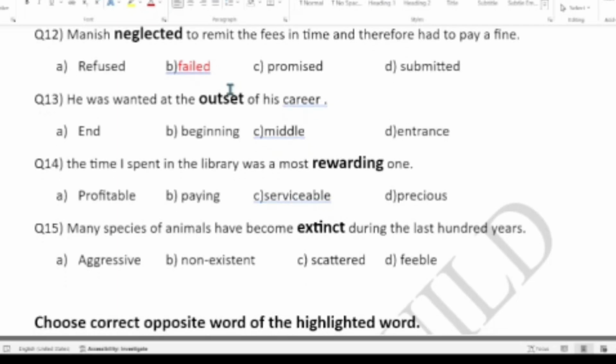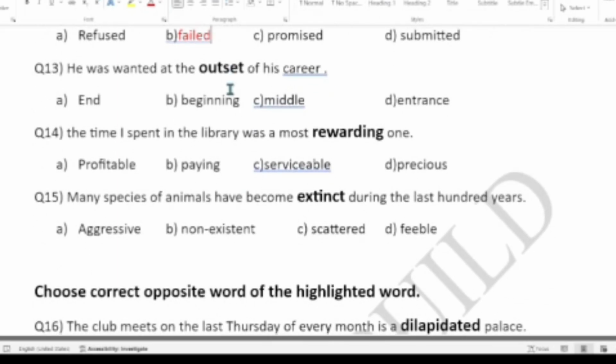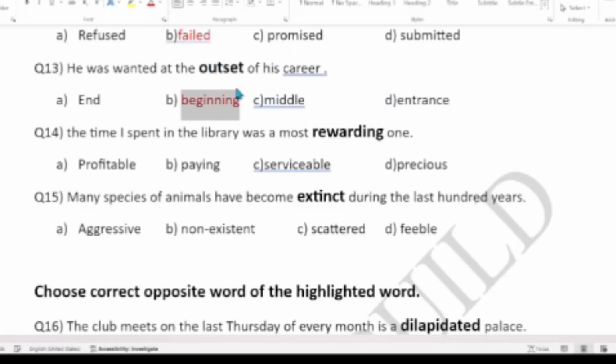Question number 13. He was wanted at the outset of his career. Outset. If we talk about anyone's career, end or middle or entrance are not suitable. So the correct answer of this question is beginning. He was wanted at the beginning of his career.